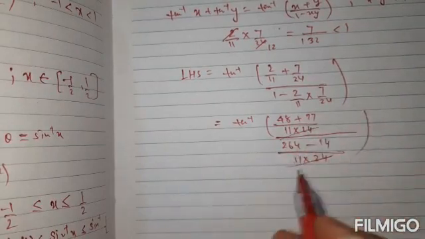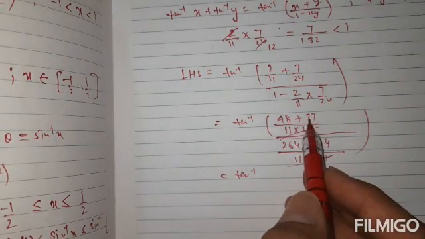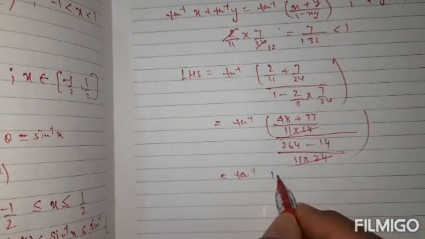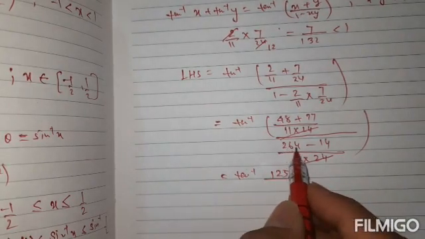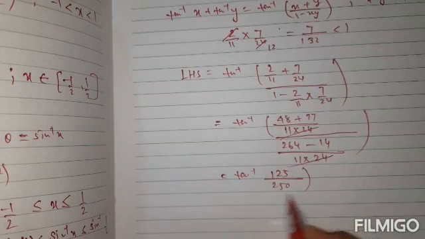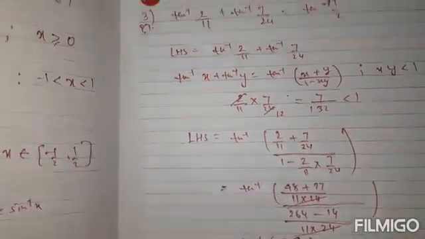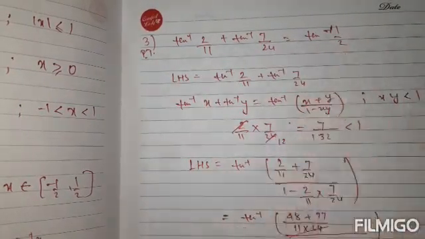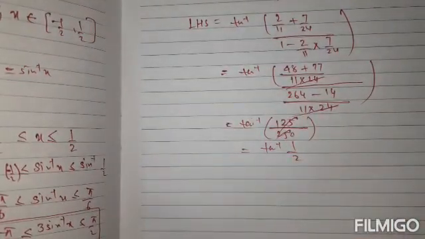This gets cancelled. So what remains here? Tan inverse of 48 plus 77, which is nothing but 125, upon 264 minus 14, so it is 250. It gets cancelled, so we have tan inverse 1 by 2. So it is proved what we had to get, that is tan inverse 2 by 11 plus tan inverse 7 by 24 is equal to tan inverse 1 by 2. So that's what we have got, tan inverse 1 by 2, by simplifying the LHS. In this way this question is done.